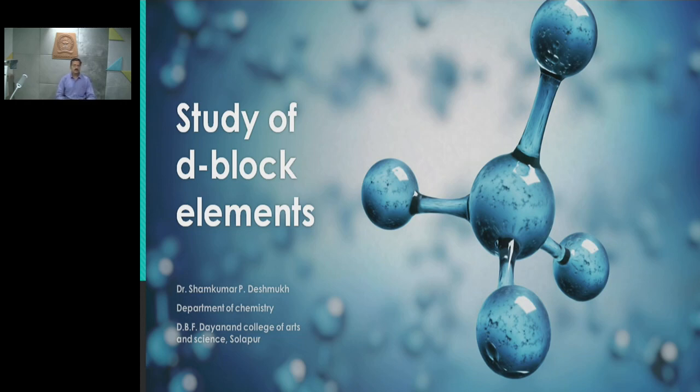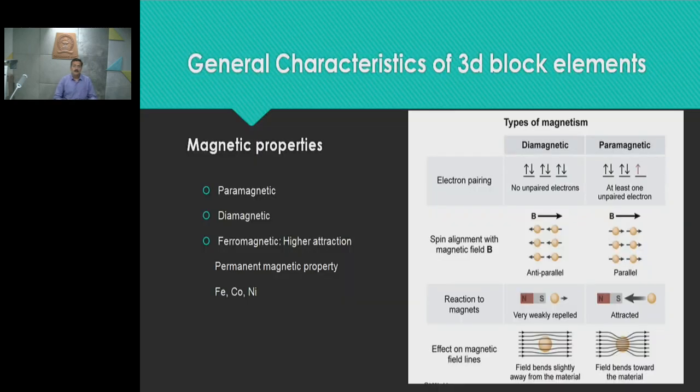We have to see the study of d block elements, part second. I am Dr. S.P. Deshmukh, Department of Chemistry, Dayanand College of Arts and Science, Solapur. So here we have to see what are the general characteristics of d block elements, in which we saw the color in the previous lecture.